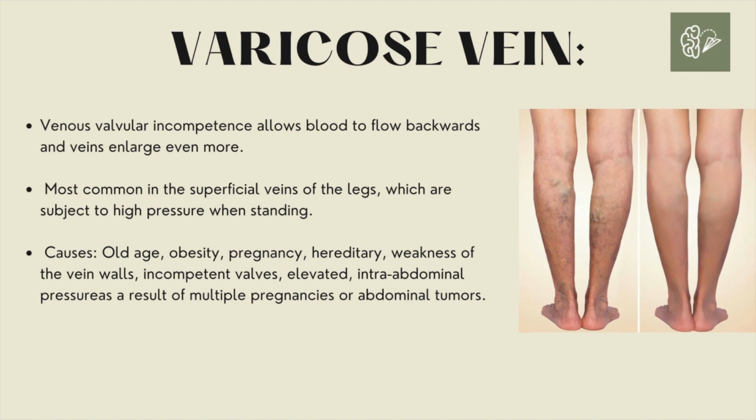Alright, now moving on to the clinical relevance of the veins of the lower limb. We'll first start with the varicose vein. Varicose veins can happen due to multiple causes, ranging from old age, obesity, pregnancy, heredity, or a problem within the vein itself, such as weakness of the vein walls, incompetent valves, or it could be from elevated intra-abdominal pressure as a result of multiple pregnancies or abdominal tumors.